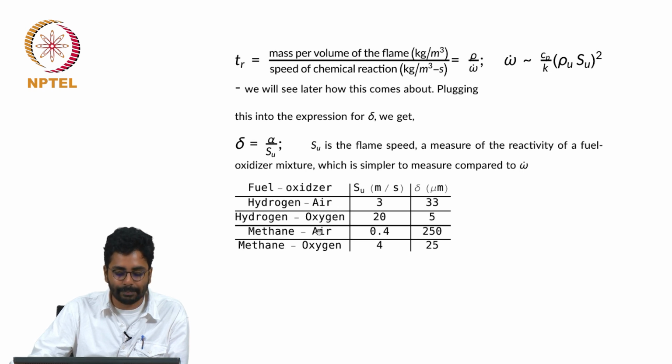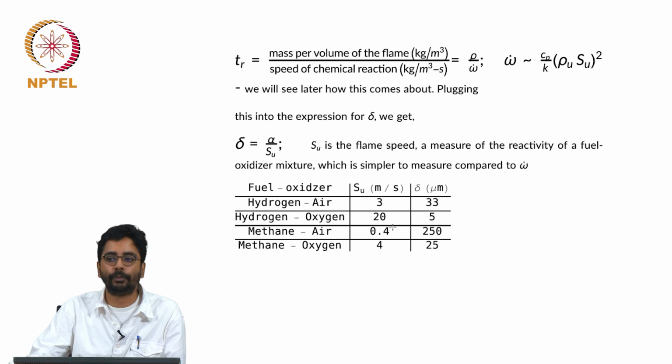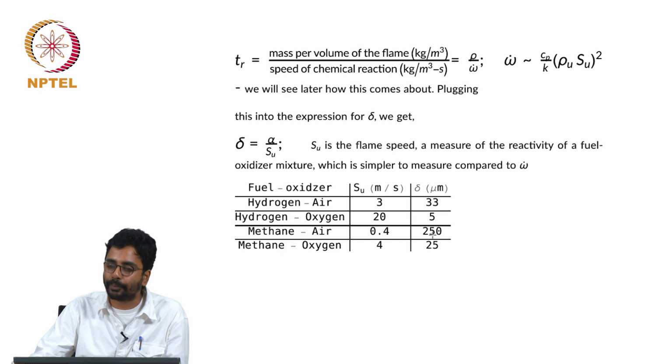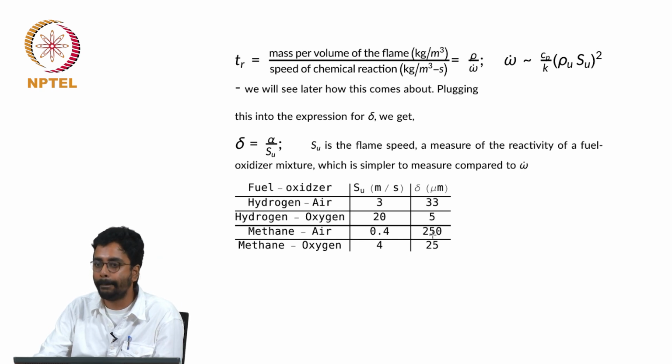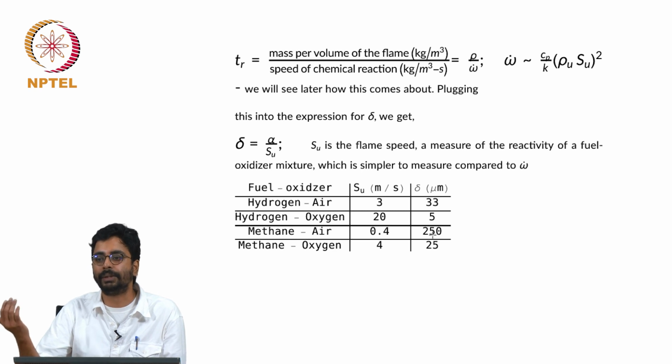The most common example is methane air stoichiometric mixture, which has a flame speed of about 40 centimeters per second. For that case, the flame thickness is about 250 microns. Okay. So now I would like you to compare this with the volumes at which relative fluctuations become significant.